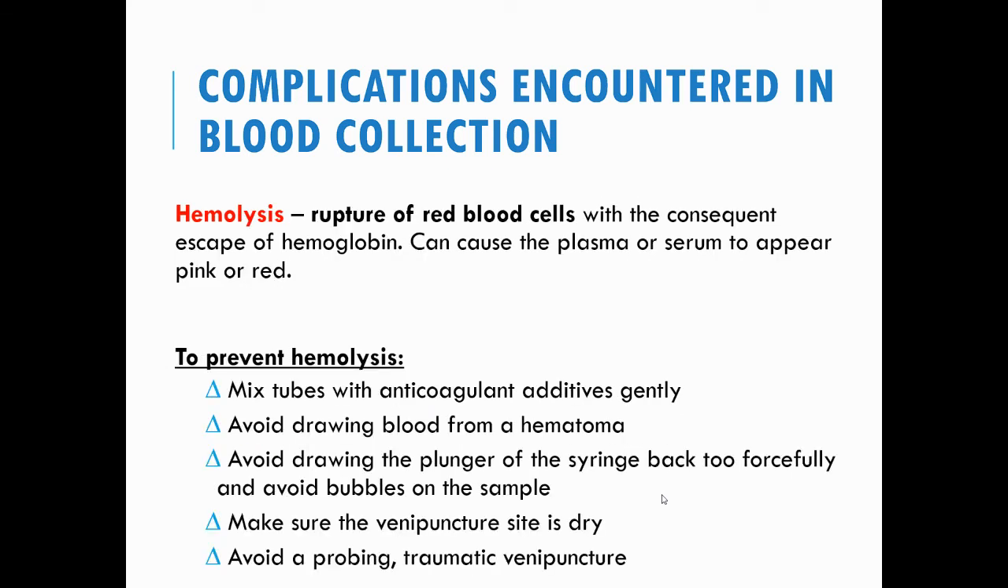So hemolysis, again, is the rupture of red blood cells. To prevent hemolysis, you should mix the tube with the anticoagulant gently. Avoid drawing blood from hematoma areas. Avoid drawing the plunger of the syringe too fast or too forcefully. And again, make sure the venipuncture site is dry and avoid probing and avoid traumatic venipuncture. So you should not keep probing, keep searching, or keep swimming the needle, and your blood collection should not be painful.